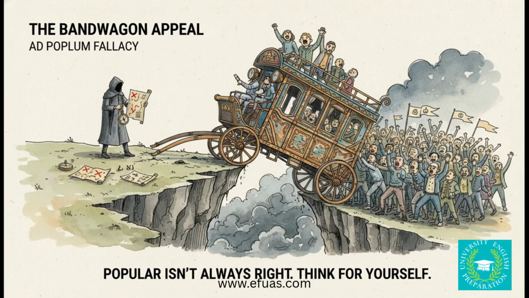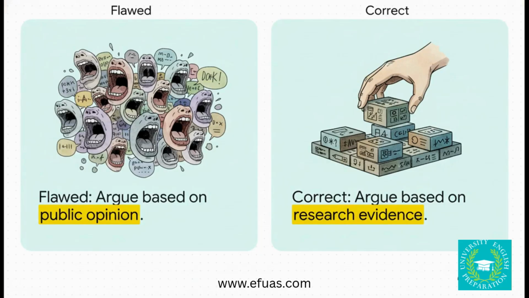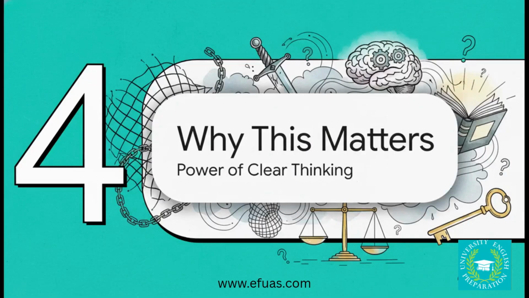But come on, we know popularity doesn't equal correctness. History is just full of popular ideas that were completely and dangerously wrong. So here's how you counter it. Don't fall for what everyone thinks. Demand to see what the evidence says. A powerful argument is built on facts and research, not a popularity contest. Okay, so we've identified these 4 big traps: ad hominem, straw man, slippery slope, ad populum.